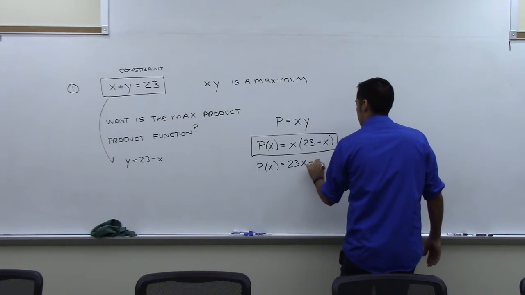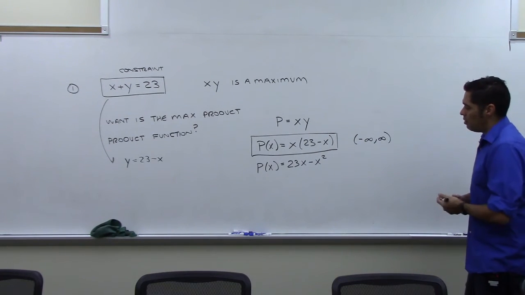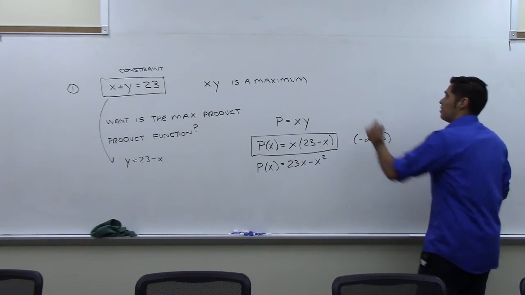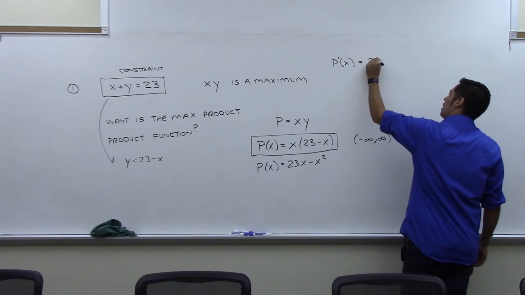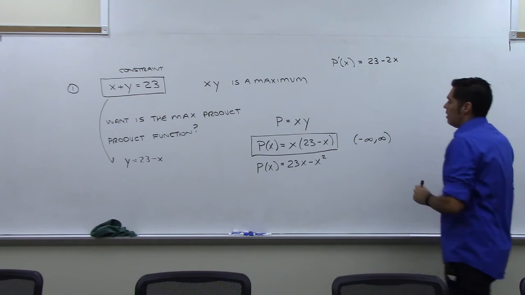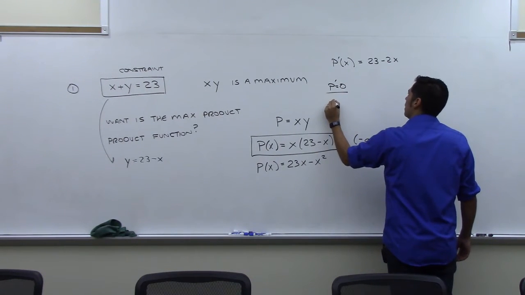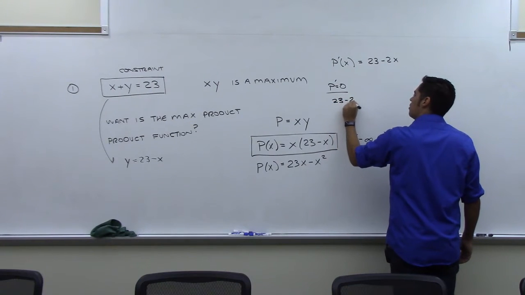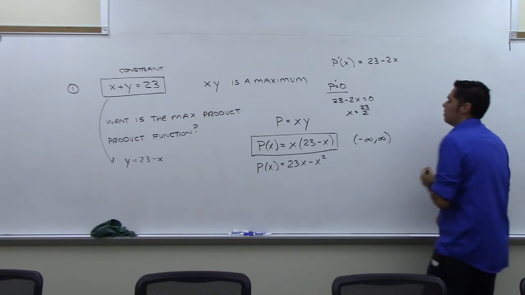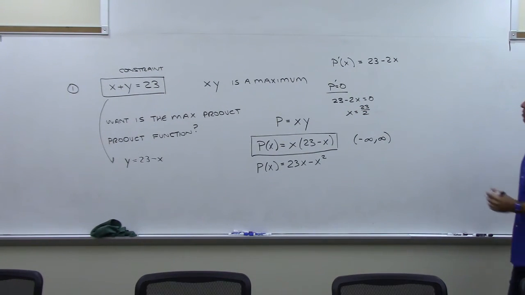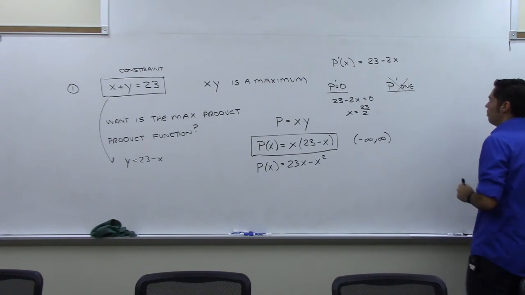I'm going to distribute the x through here, and so here's a nice polynomial function. I want to find its local maximums and minimums, so I take its derivative, and I get 23 minus 2x. Now I set that equal to 0. 23 minus 2x equals 0, which means x is 23 halves. I also look at when the derivative is undefined or doesn't exist. This doesn't happen because it's a nice polynomial.